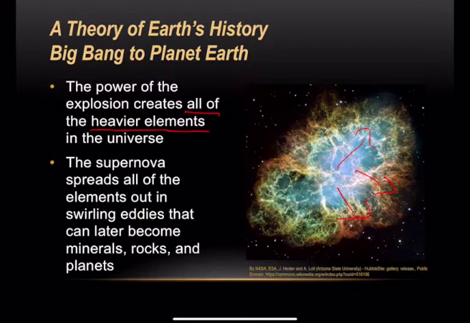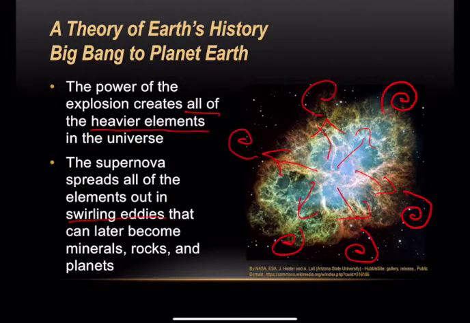All right. So we're spreading all of these elements out into the universe. And they spread out. They don't just spread out straight away. They spread out in swirling eddies, turning eddies. So just like you've seen water go down a drain, that's what's happening here. It's swirling out like this, swirling eddies. And these elements get closer and closer together, becoming minerals, and then rocks, and then planets.